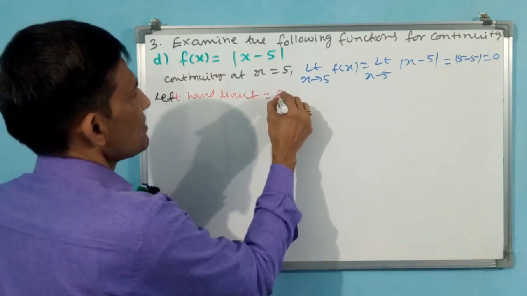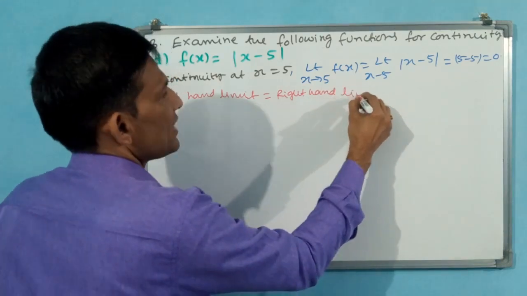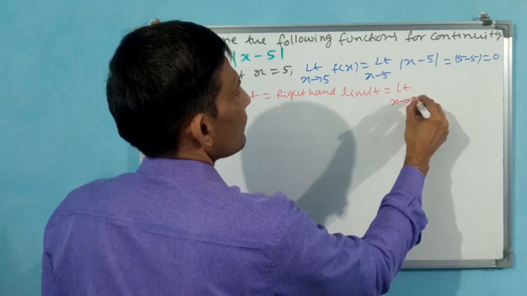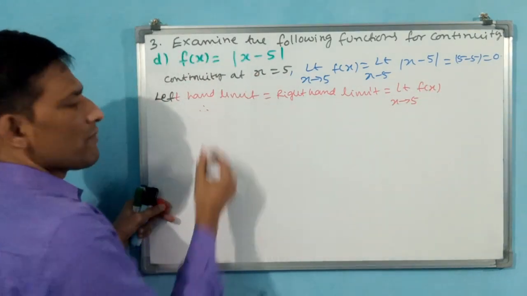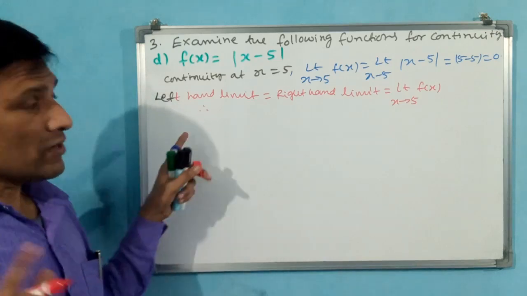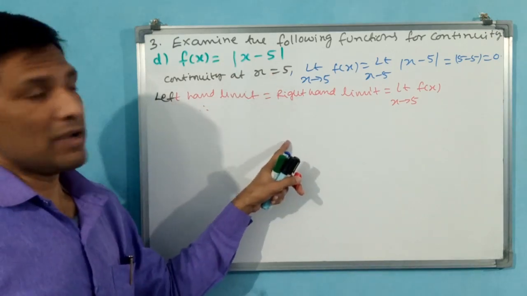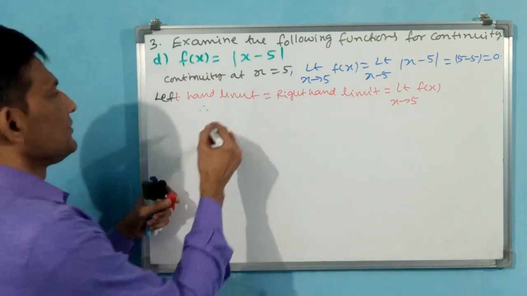Left hand limit is equal to right hand limit is equal to limit x tends to 5 f of x. Therefore, now here we can write the function is continuous at x is equal to 5. Why? Because less than 5, greater than 5 are not yet seen. You have to write it.